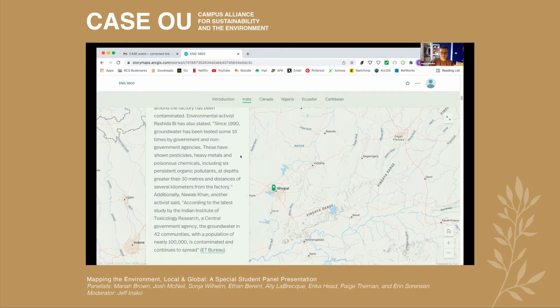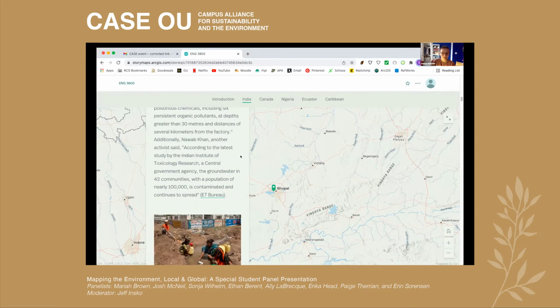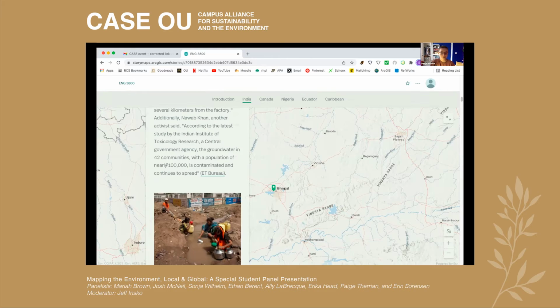The government has tested the groundwater that's been poisoned multiple times. All of these tests have shown the presence of pesticides, heavy metals, and poisonous chemicals at depths greater than 30 meters and distances of several kilometers from the factory. And this is affecting communities of nearly 100,000 people.